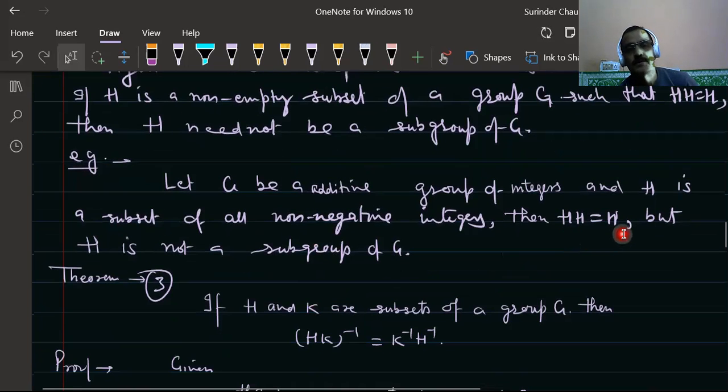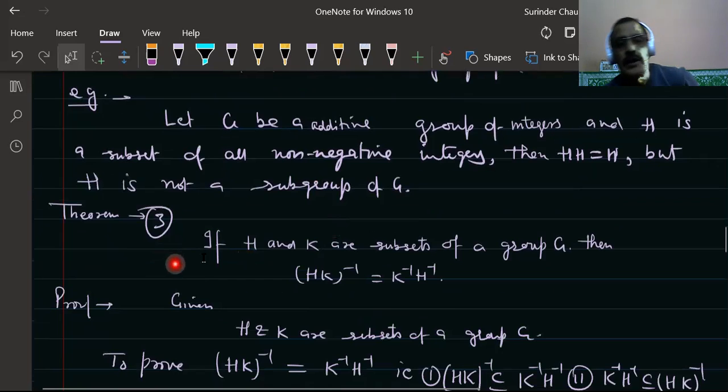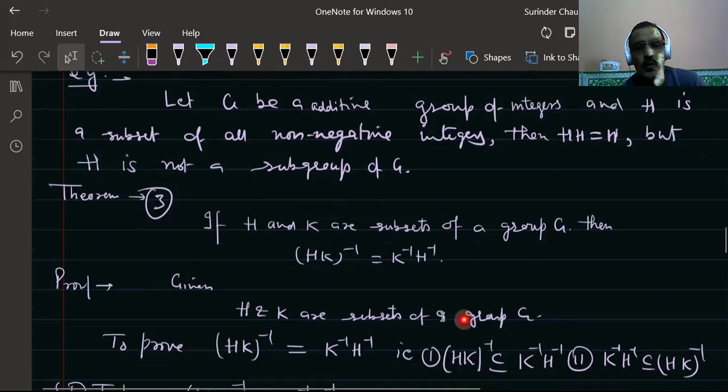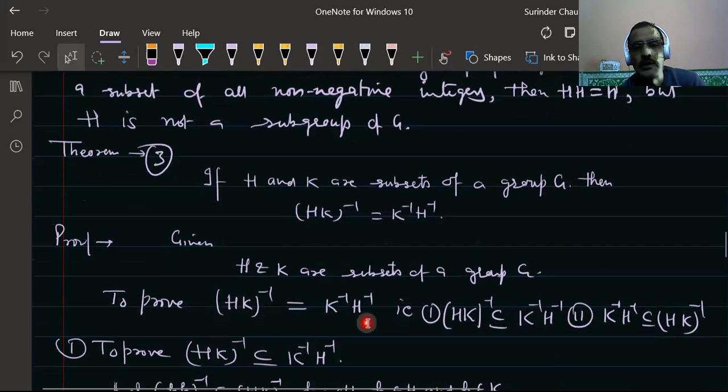The next theorem: if H and K are any subsets of group G, then (HK) inverse is equal to K inverse H inverse. This is the reversal law of groups. Proof: (HK) inverse is equal to K inverse H inverse. That is, the proof is (HK) inverse is a subset of K inverse H inverse, and K inverse H inverse is a subset of (HK) inverse.